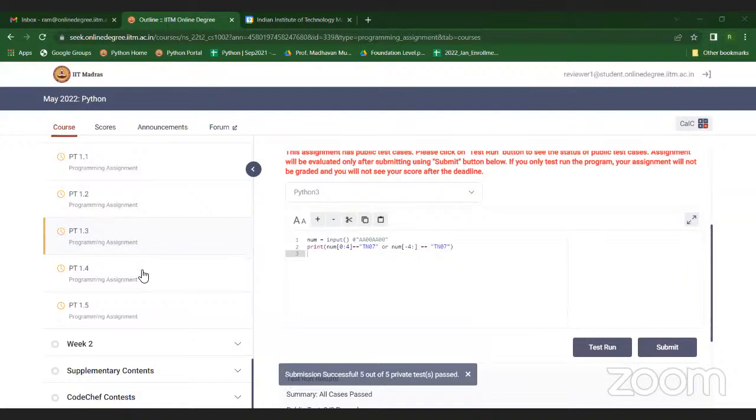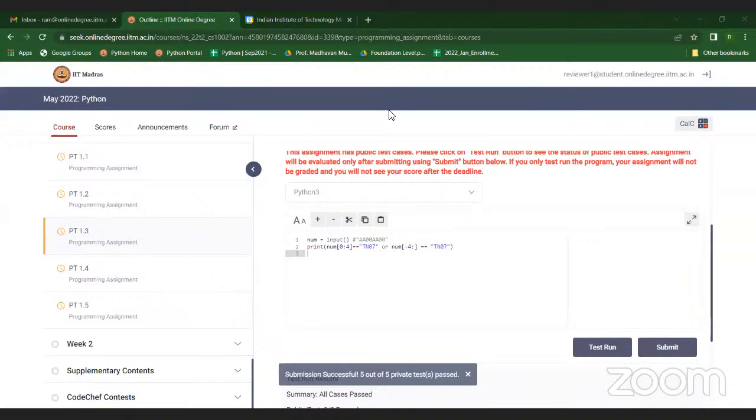Sir, can I ask you a question? Instead of OR, we should use AND, right? If either of them is true, then you get true. So if either of them is true, then it is all right. If both of them must be true, then we use AND.